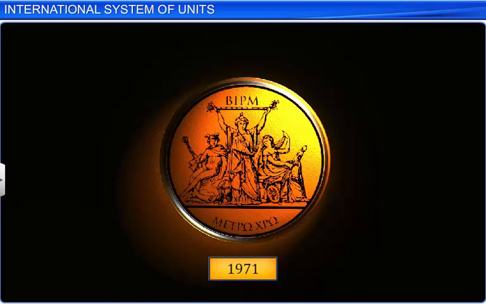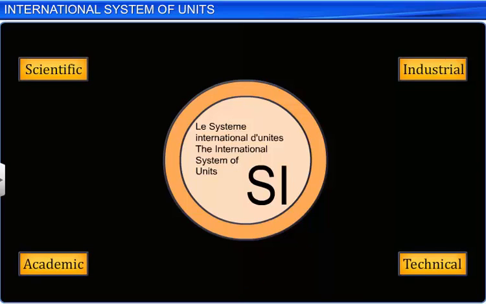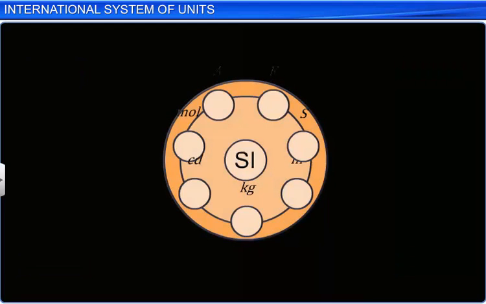However, in 1971, the General Conference on Weights and Measures recommended a standard set of units of measurement with their symbols and abbreviations. This system is known as Système International des Unités, French for International System of Units, abbreviated as SI. Currently, SI units are followed globally for all scientific, academic, commercial, technical and industrial purposes. In SI, there are 7 base units for the 7 physical quantities taken as fundamental quantities. Following are the quantities and their corresponding units.